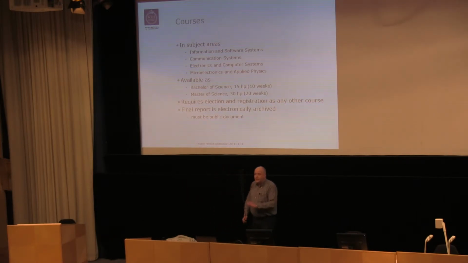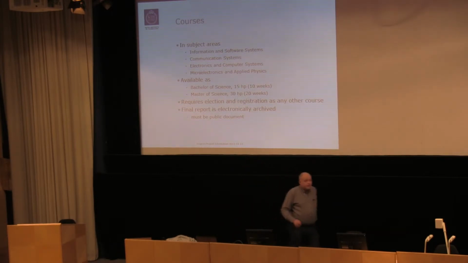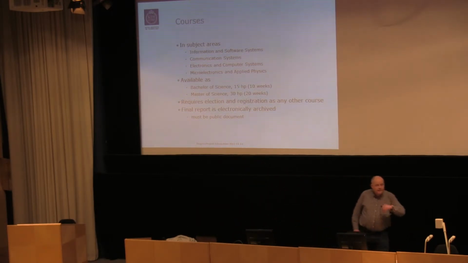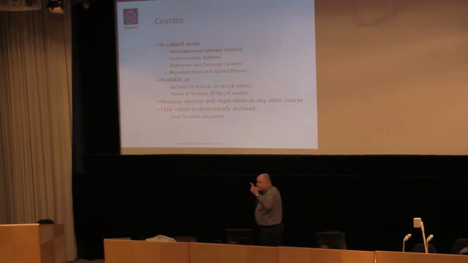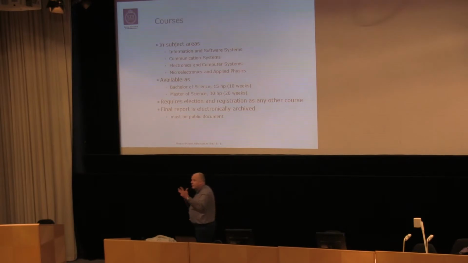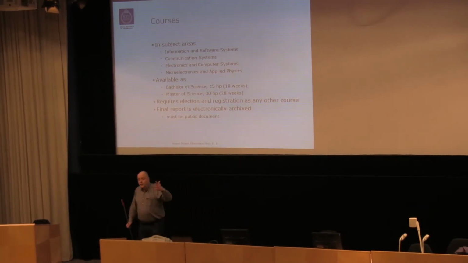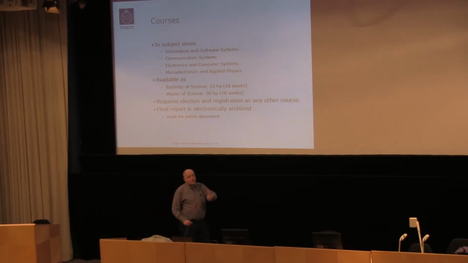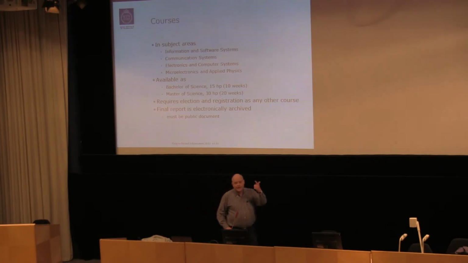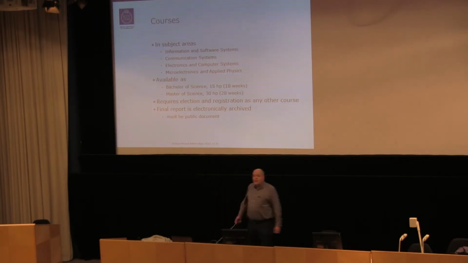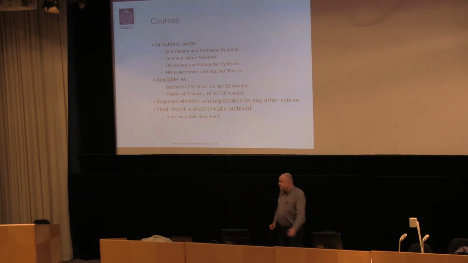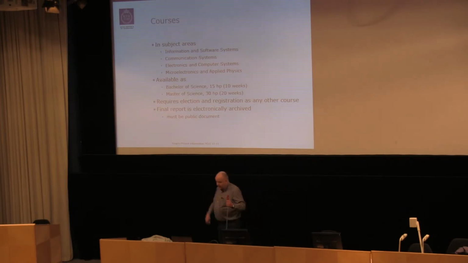The courses typically exist in two variants. One is a 15 credit course, which is relevant for Högskoleingenjör and Kandidat in the third year, Civilingenjör in the third year, and the 30 credit course is Civilingenjör fifth year and Master second year. As with any other course, it requires election and then also registration, but we'll get into that.